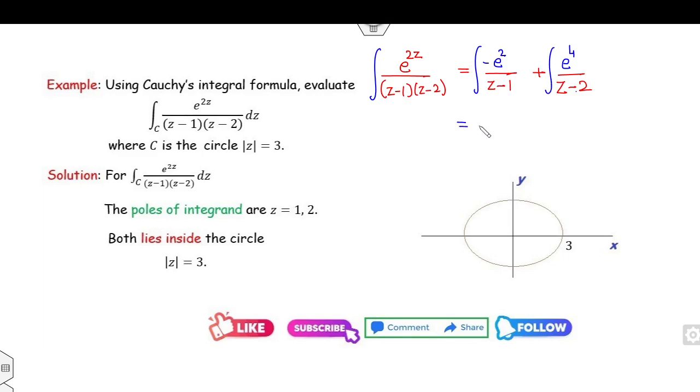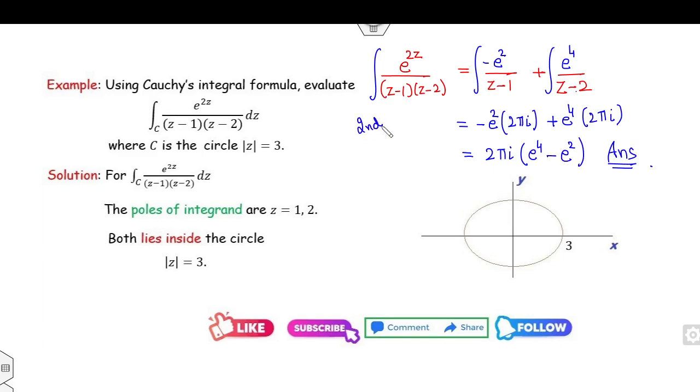So the answer is, e raised to power 2 is a common factor. It will be 2 pi iota, because there is no f of z, that is a 1. E raised to power 4 is outside, 2 pi iota. And again you can see the answer is 2 pi iota e raised to power 4 minus e raised to power 2. This is the second method.